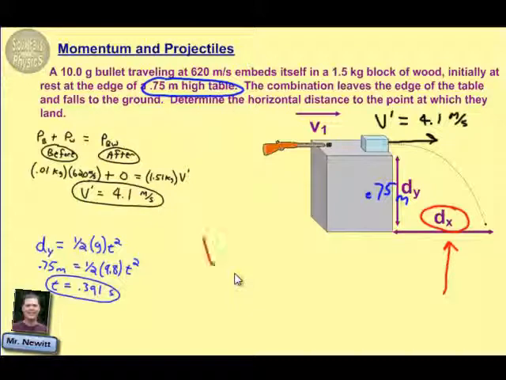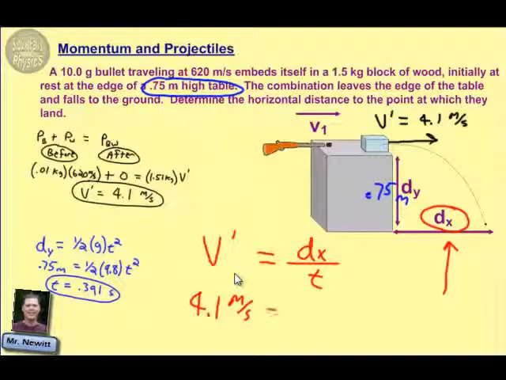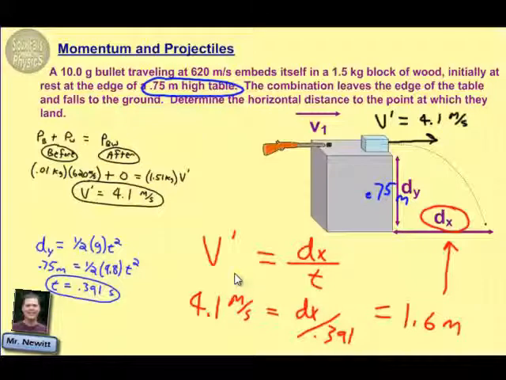And what I'll simply do is say, well, v prime, which is in the x direction, is equal to that distance in the x direction divided by the time that it spends in the air. So I know v prime was 4.1 meters per second. I am trying to find d sub x, and my time now, we said, was 0.391. So I can do a little calculation there, and I'll end up getting a distance that this thing travels equal to 1.6 meters.